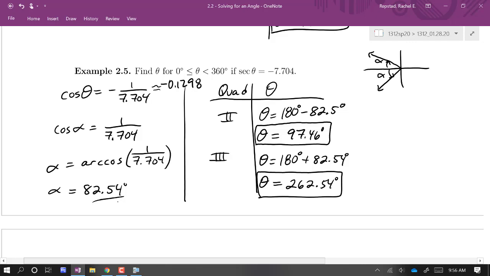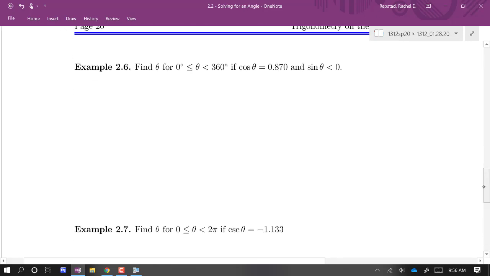Questions? Okay. All right. This one's kind of similar. Find theta, where theta is between 0 and 360 degrees, where cosine is equal to 0.870. And then they give us this extra information, and sine of theta is negative. We know that sine is negative. What does that added piece of information do for us?